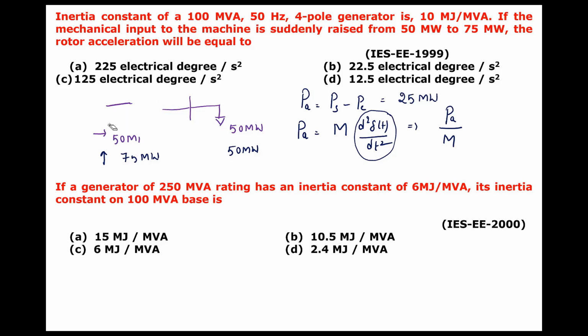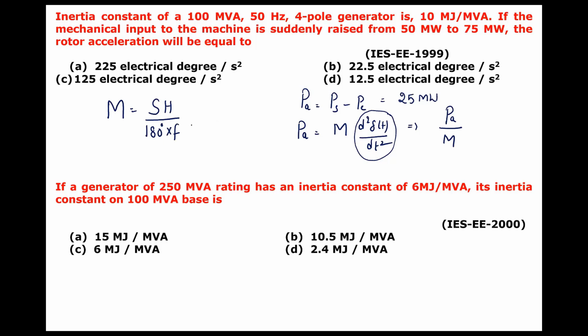For this M value, I am just taking the space. M value will become SH by 180 degrees into F. You should not write pi f because it will give in radians, but he's asking answers in electrical degrees. This will give my M value in megajoule second per electrical degrees. This is the unit for my M value.